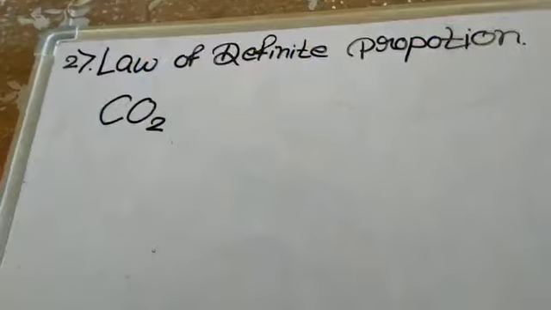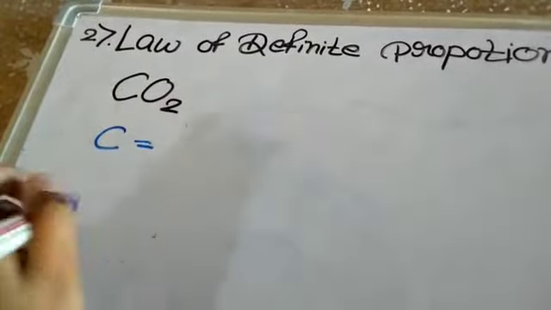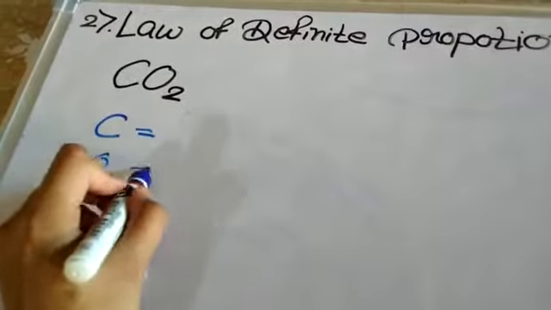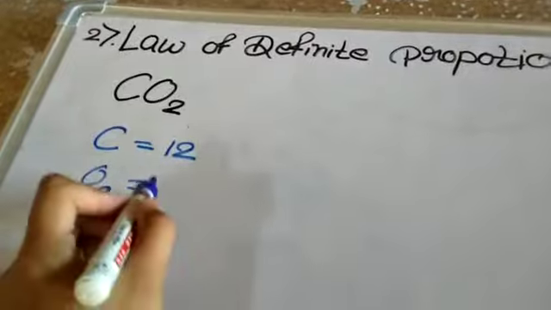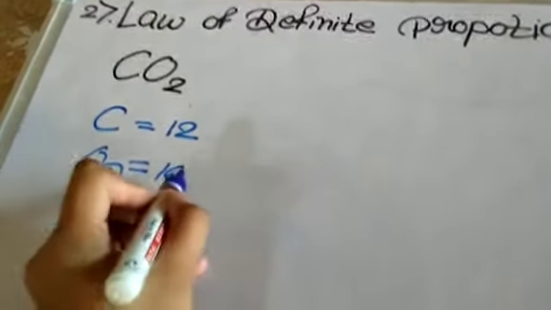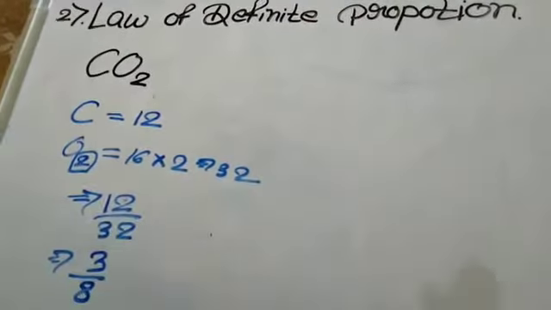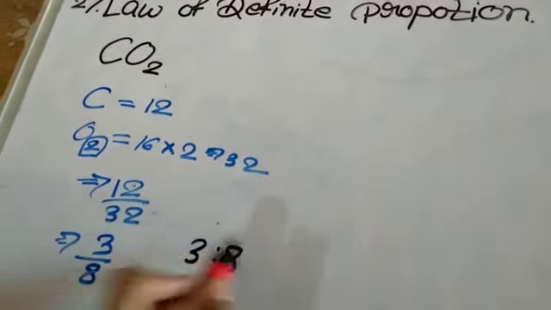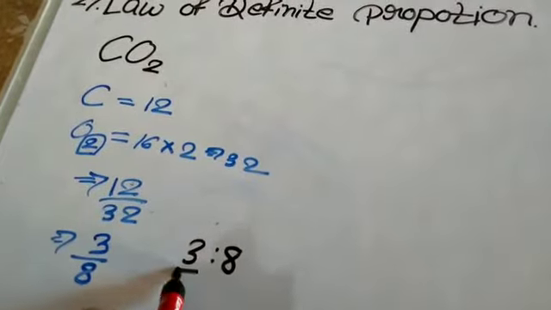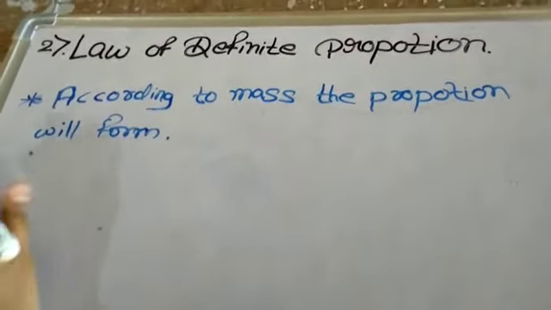Second example is CO2. Carbon dioxide consists of 2 elements. First is carbon and second is oxygen. The mass of carbon is 12 and the mass of oxygen is 16. It has 2 atoms, it means multiply by 2, that will be equal to 32. That will be equal to 3 upon 8, that is the ratio 3 to 8. So it means I need 3 grams of carbon and 8 grams of oxygen. Then carbon dioxide will form. And according to mass, the proportion will form.